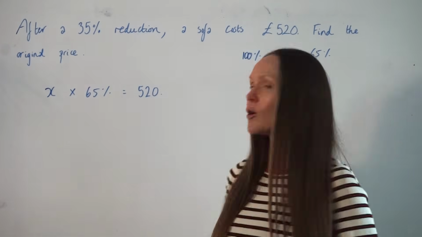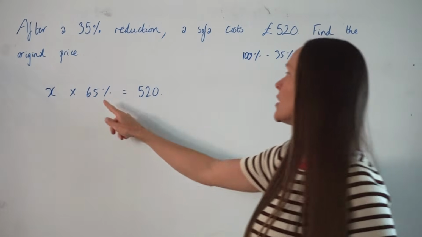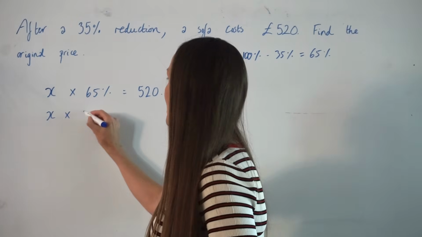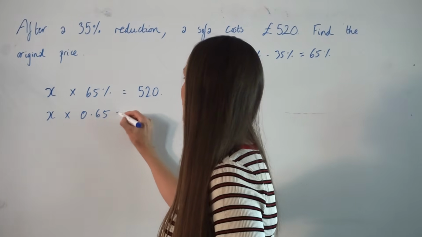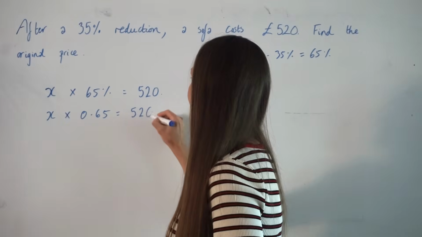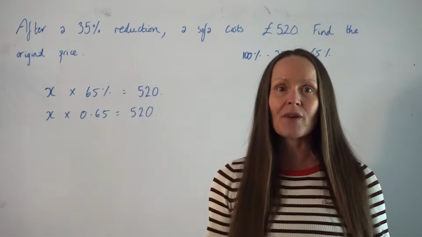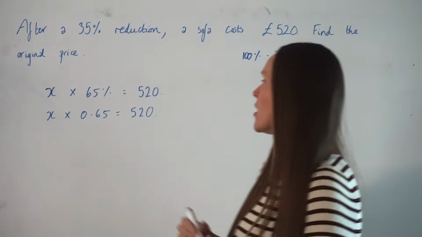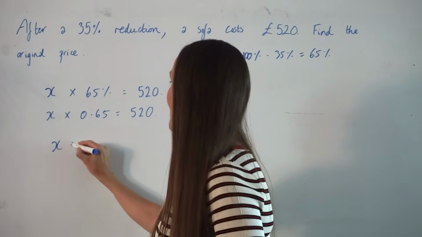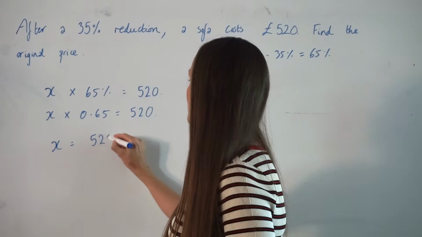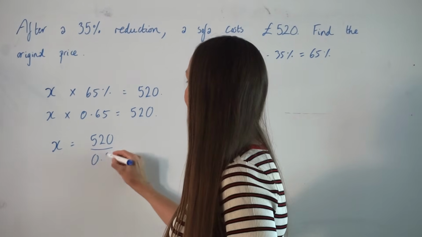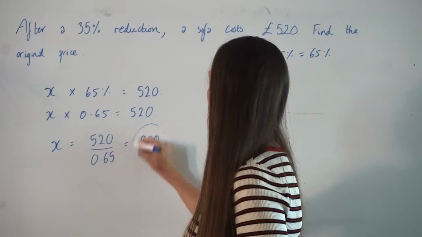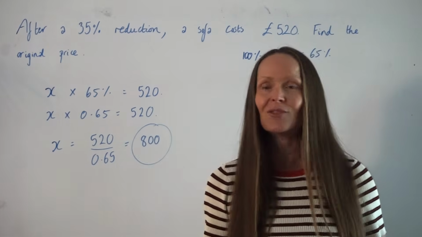Before we solve, let's just rewrite this equation with the percentage as a decimal, so that X multiplied by 0.65 equals 520. Now all we have to do to solve and find X is divide both sides by 0.65. Okay, so the original price X is equal to 520 divided by 0.65, which comes to £800. Okay, so that is the original price of the sofa.